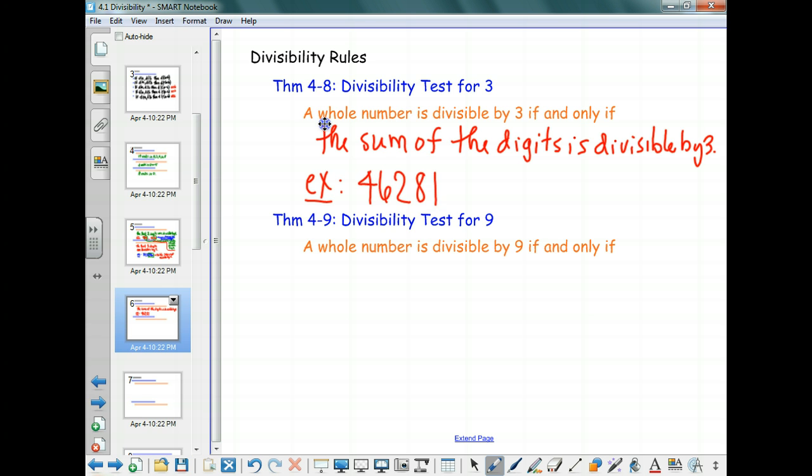All right, let's go with that one. So if we were to add the digits together, 4 plus 6 plus 2 plus 8 plus 1, what do you get? 21. Is 21 divisible by 3? Yes, so since 21 is divisible by 3, so will 46,281 be divisible by 3. And you didn't need a calculator for that, did you? No, you can do it pretty quick.